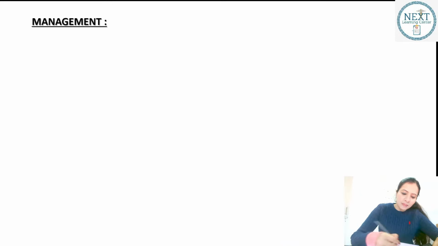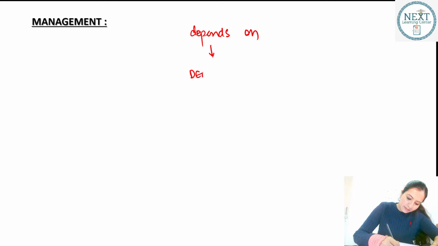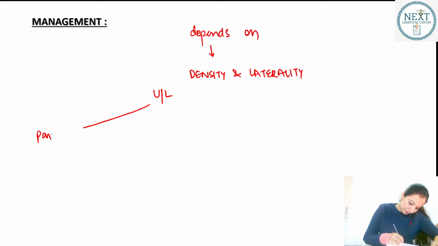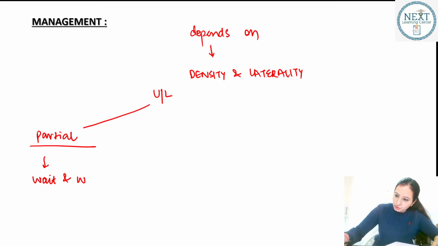If we talk about the management of congenital cataract, that depends on two factors. Number one, density. Number two, laterality of cataract. So if you have congenital cataract that is unilateral but it is partial, just like blue dot, you will just wait and watch.